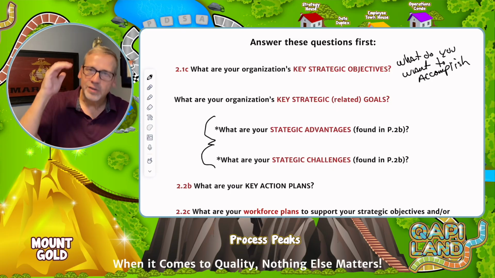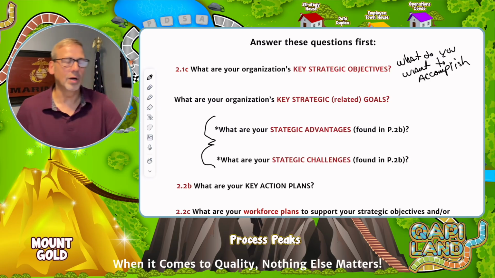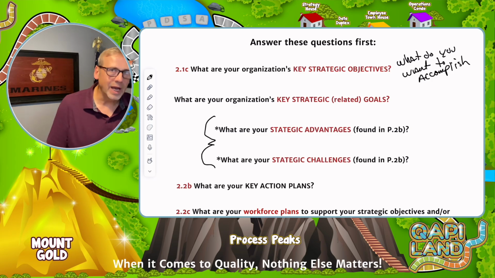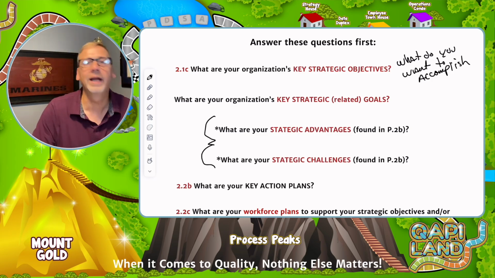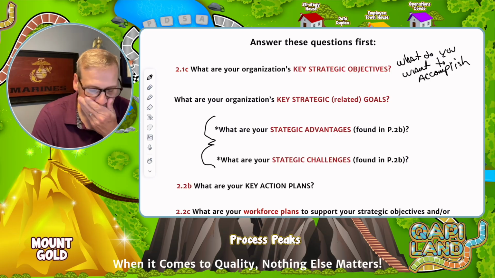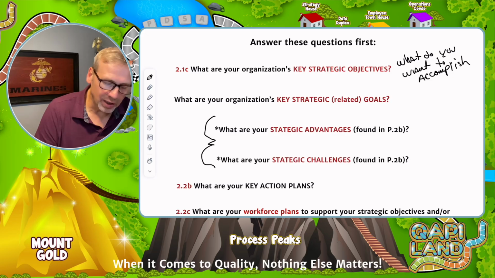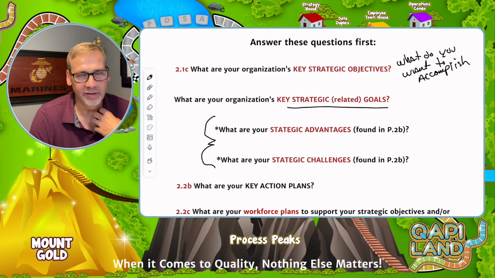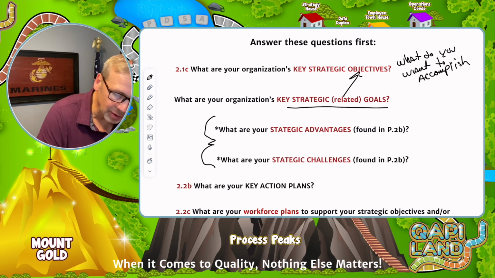And it's super important for us to know what our objectives are before we start our application in section 1.1 and answer the whole question of how do senior leaders lead, which is the first question. When it comes to the question of what are your key strategic related goals, that just simply means related to your objectives.